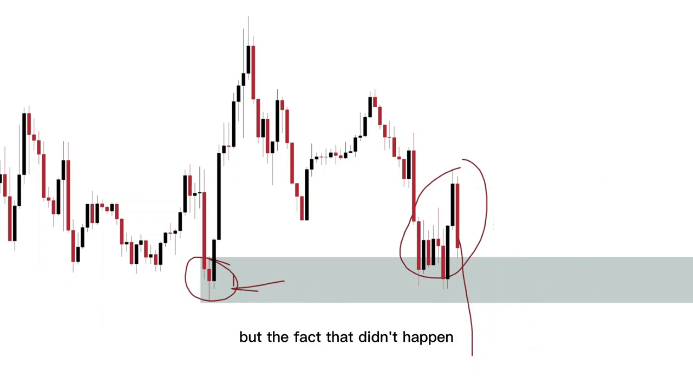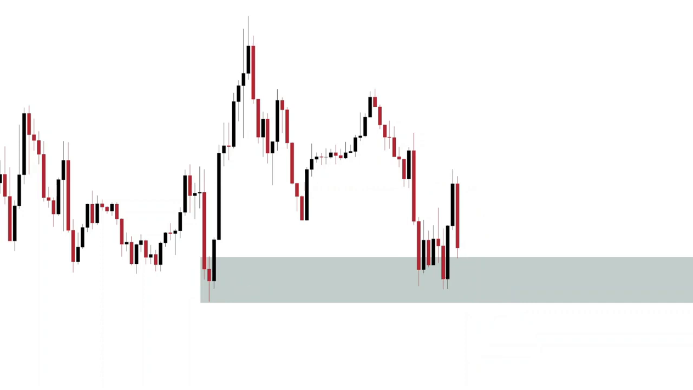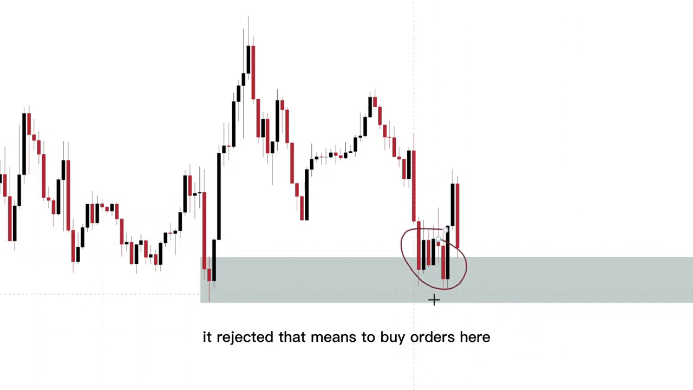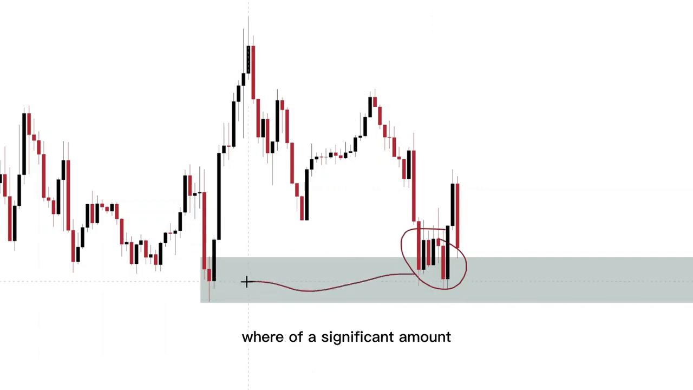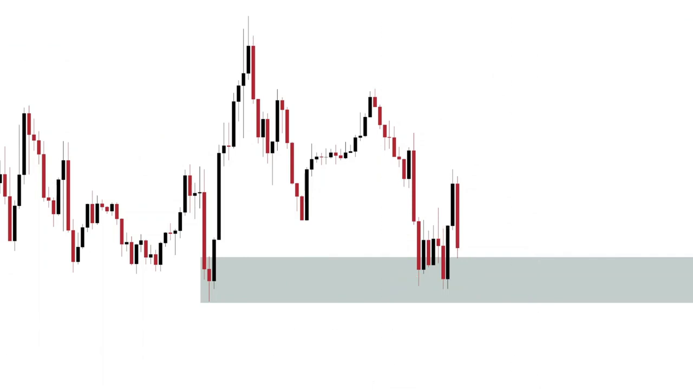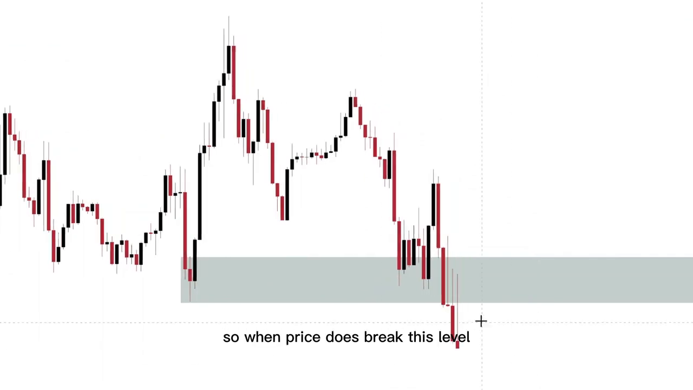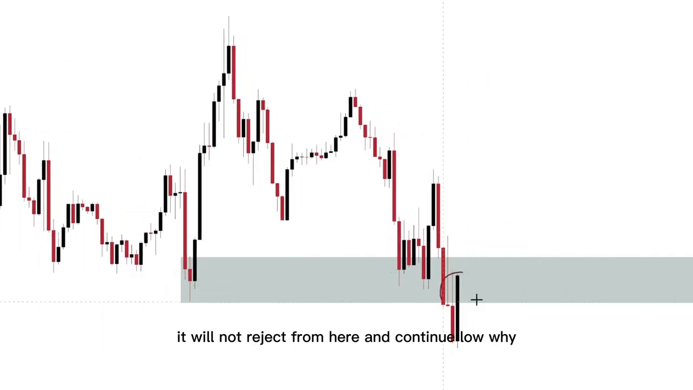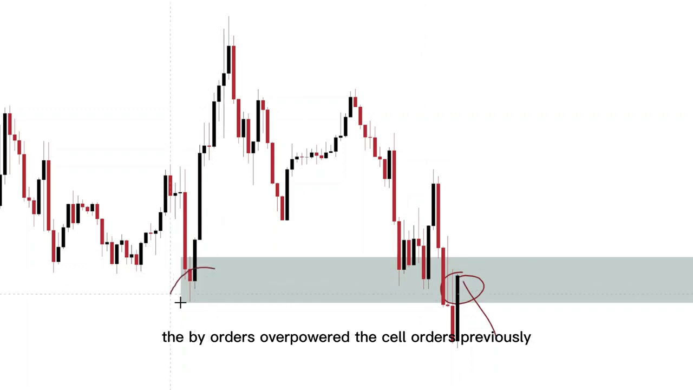But the fact that didn't happen and price didn't just directly break through it, it rejected. That means the buy orders here were of a significant amount. So when price does break this level, it will not reject from here and continue lower. Why? Because there is not enough sell orders. The buy orders overpowered the sell orders previously.